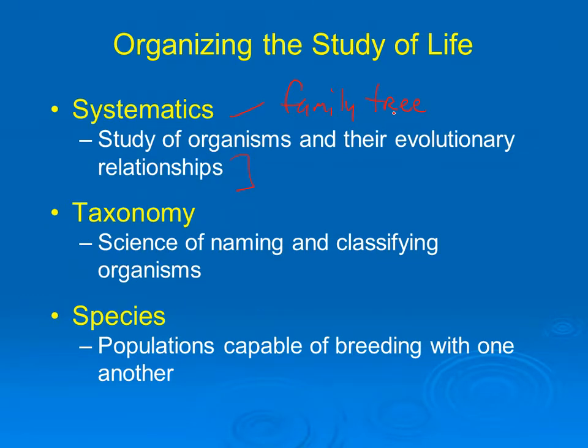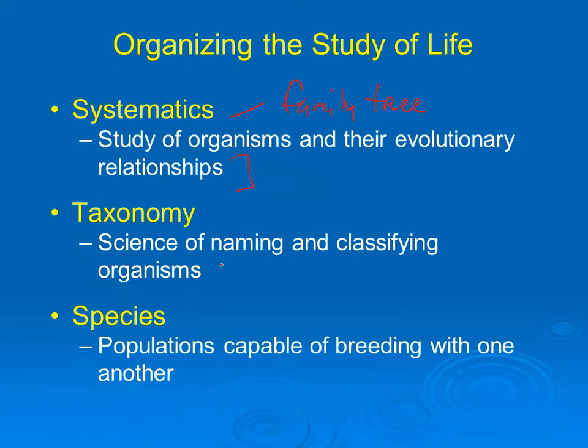Many times now, systematics is done by looking at the DNA, comparing the DNA from one organism to another, or from one species to another, or even within species, within a population, and looking at population genetics. You can determine how things are related. It can also be done, and it is still done, through morphology, studying the physical characteristics of the organism rather than the molecular characteristics. But either way, you're basically making some type of family tree for that family.